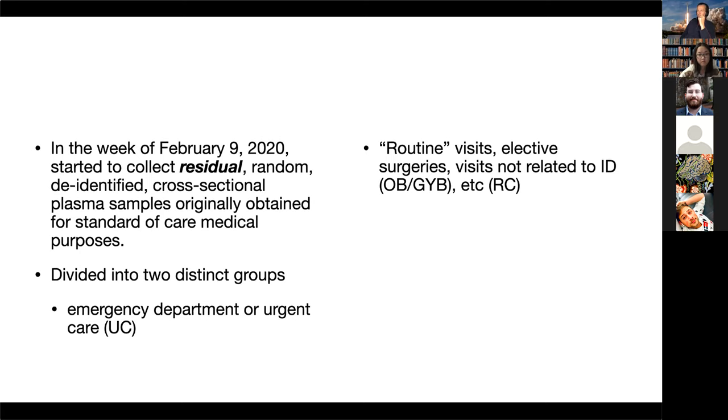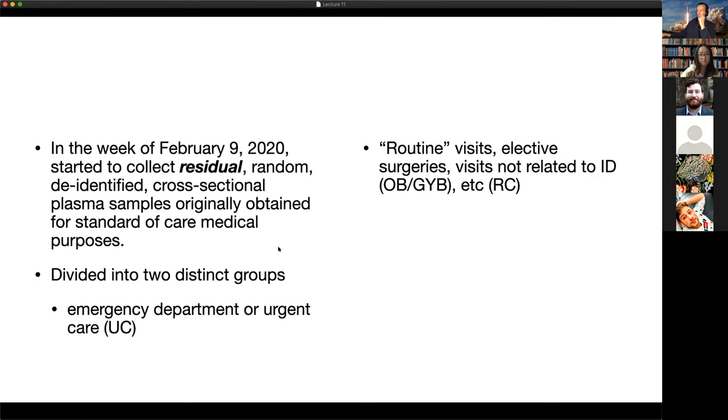You give blood, maybe for normal blood chemistry or some other reason, and whatever's left over is used for this testing. So it's preserved, then it's randomized in the sense that you don't select a particular subset of patients. You de-identify, which means you cannot trace it to a specific person. Cross-sectionally means you do it across the entire population.